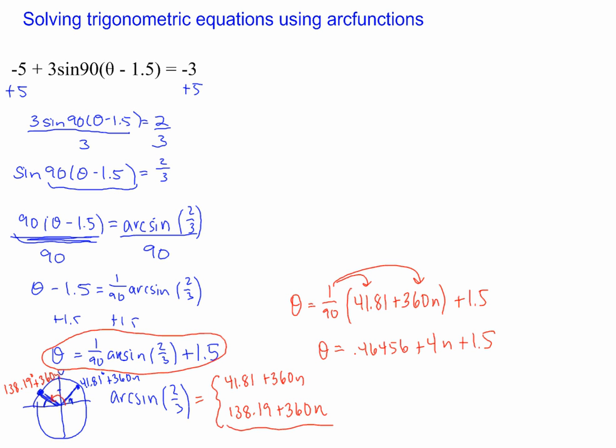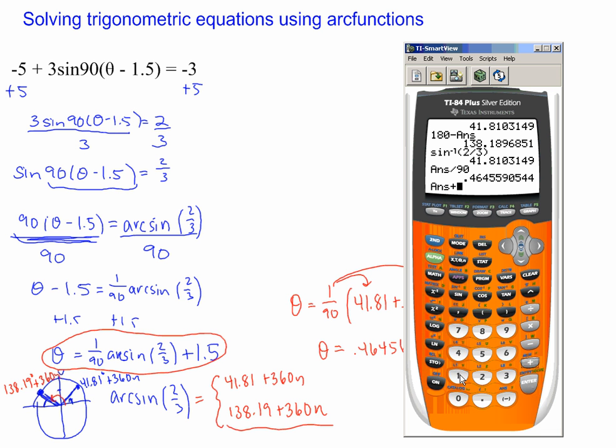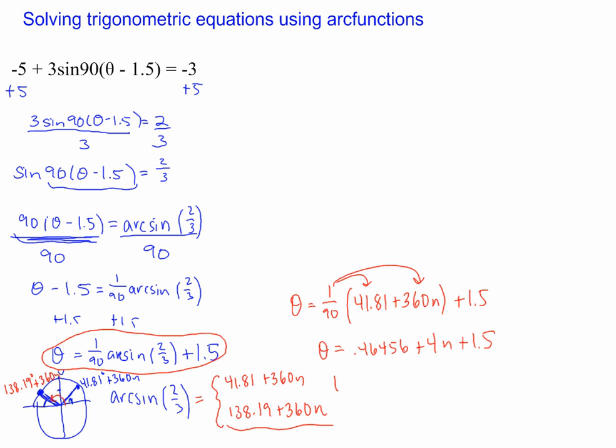And now I'm just going to combine like terms. I'm going to add 1.5 to the 0.46456, and I get 1.96456. Theta equals 1.96456 plus 4n. Okay, so that's half of my answers.